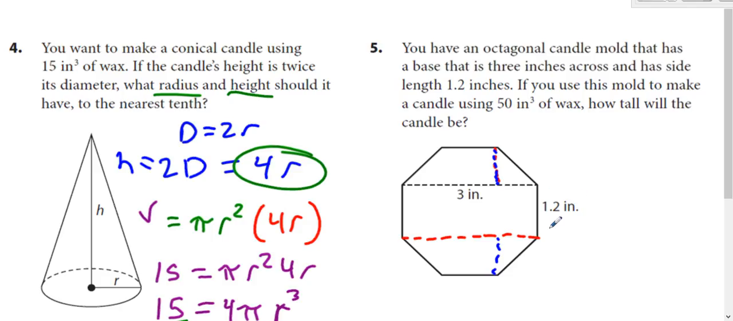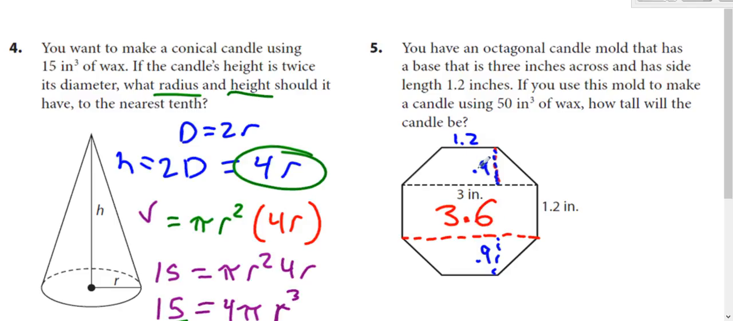So we have 3, this is 1.2, which means leftover from the 3, once you subtract the 1.2, it's 1.8, which needs to be split between these 2 heights here. So we have 0.9 and 0.9 for each of those heights. The base is 3, this side's going to be 1.2 because it's the same all the way around the octagon. So we'll get the area of this rectangle, 3 times 1.2, it's 3.6.